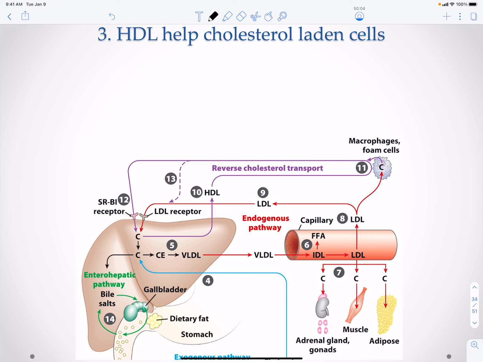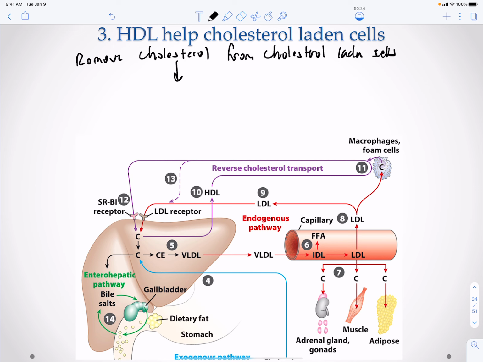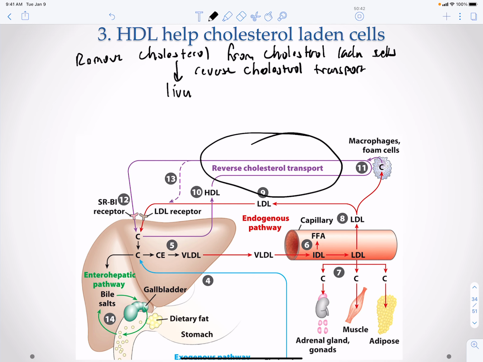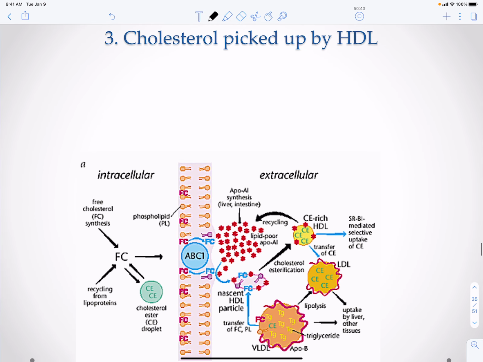Now, the third thing that has to happen is high-density lipoproteins are going to help a cell that is overburdened with cholesterol. So they have the ability to remove cholesterol, and then the cholesterol goes to the liver. And this is reverse cholesterol transport. Now, how does this happen?